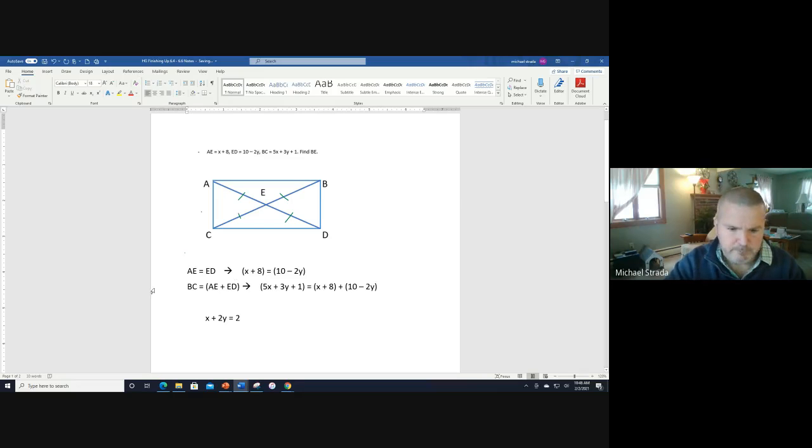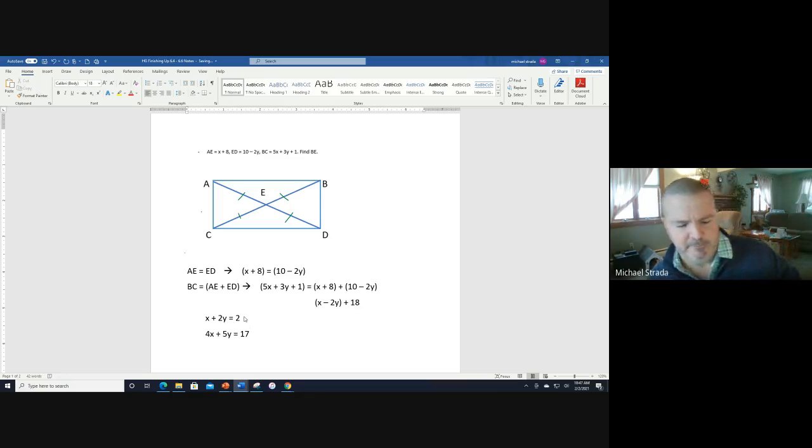The bottom one, the first thing I'm going to do is collect like terms here, which is the 8 and the 10. So that becomes x minus 2y plus 18. And then I'm going to bring the x and the negative 2y on the other side. So I'm going to subtract x. 5x minus x is 4x. Add 2y, so 3y plus 2y is 5y. But the 18 I'm going to get on the other side, so I'm going to subtract that from both sides. I'm going to get 17.